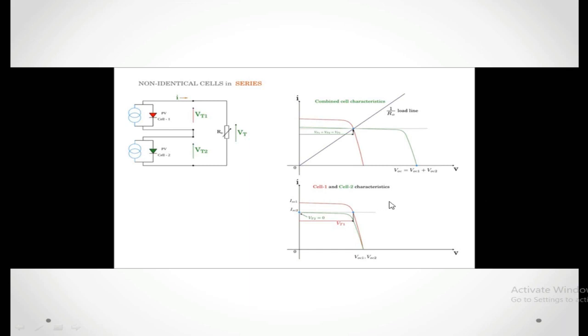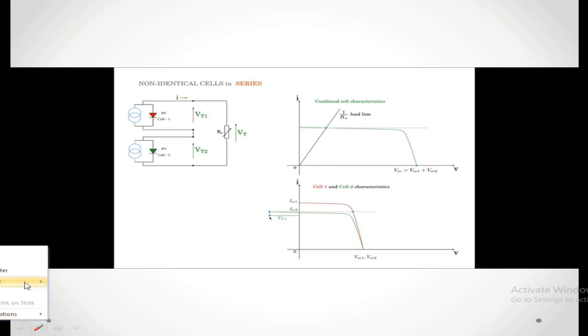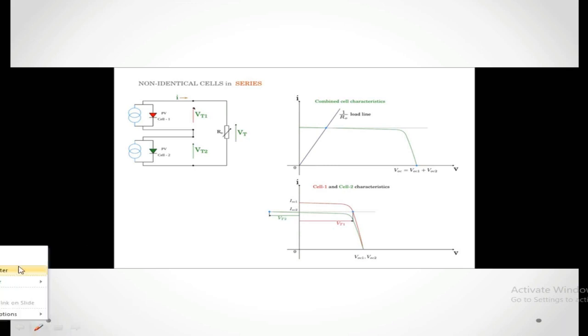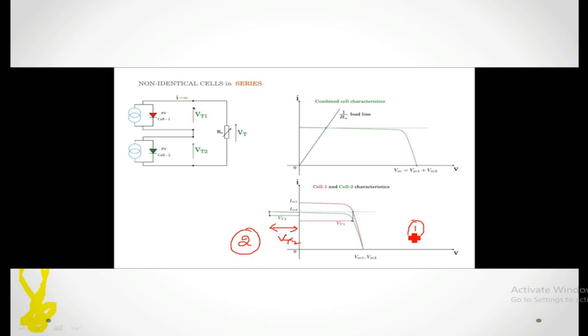I have superimposed the IV characteristics of the first cell on the combined cell characteristics. Now I have further reduced R0. Here you can see the value of VT2 is shifted towards the negative magnitude. The magnitude of VT2 is now in the second quadrant. Earlier it was in the first quadrant, which is the source quadrant. Now it is shifted to the second quadrant, which is called the sink quadrant.